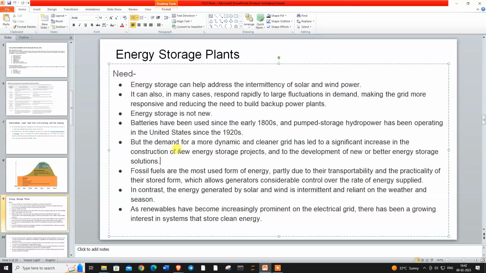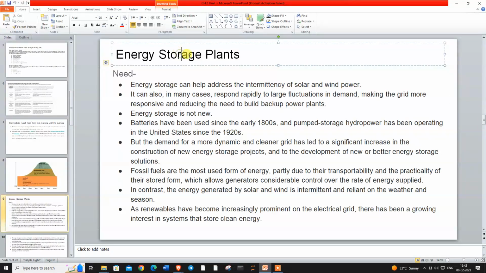Also, extreme weather will occur on some days or some months, and there will be some climatic change conditions. Because of such things, when the power plants are not able to give reliable energy output at the consumer end, at that time we can use energy storage plants. So these are the needs of why energy storage plants are required.